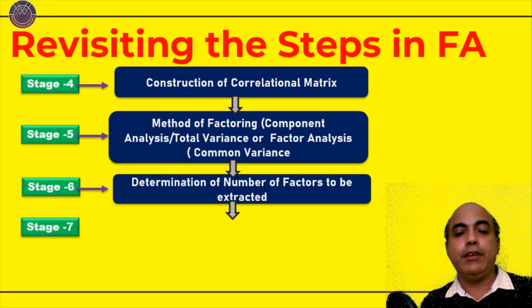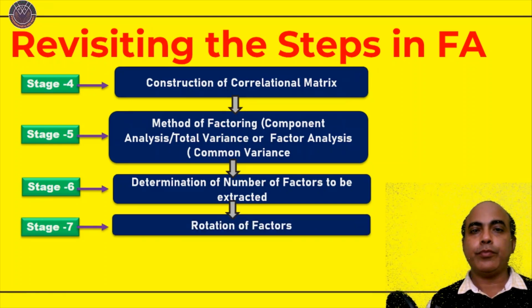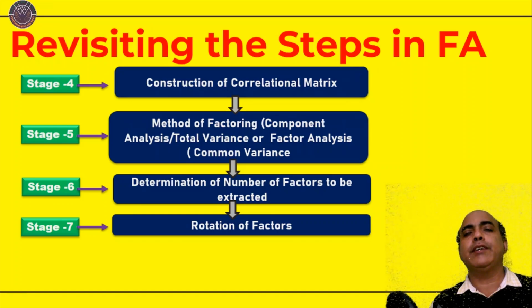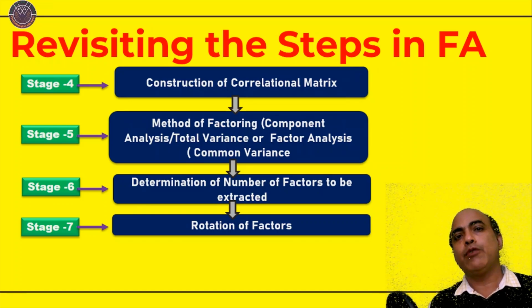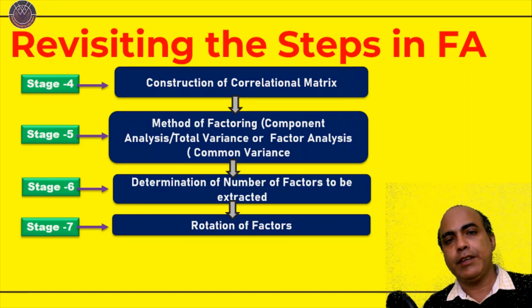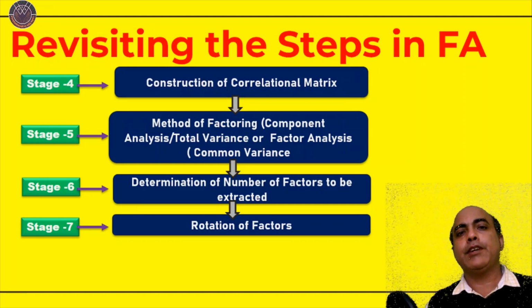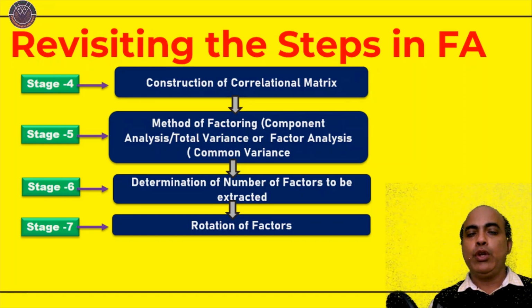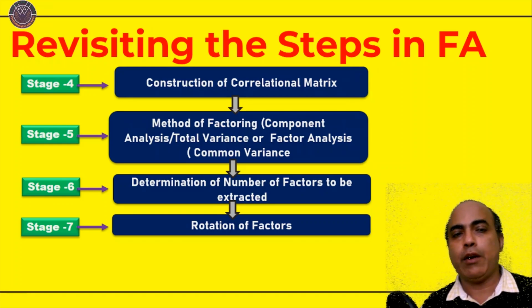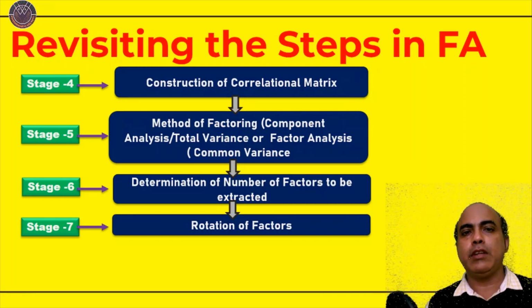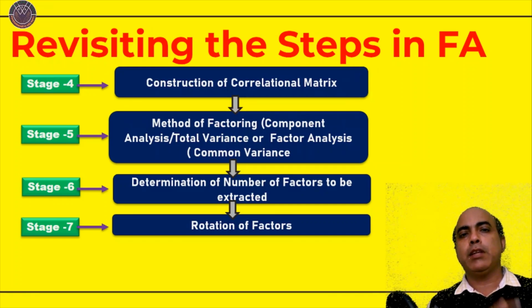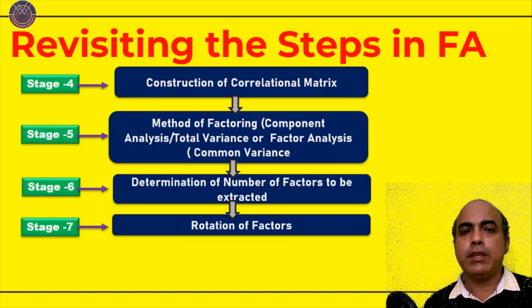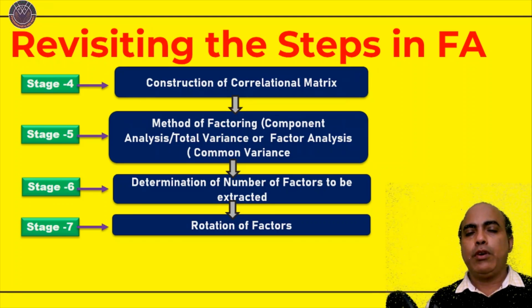The next step is the rotation step. So again we rotate the factors so that we can see the clear picture. We can see which variable is loading to which factor, and we can interpret our result in a better way. So rotation of factors is the next step. I told you there is orthogonal rotation, oblique rotation, using Varimax method, Promax method, Quantimax method, whatever method you can use based upon the objective of your study. You can go for rotation.